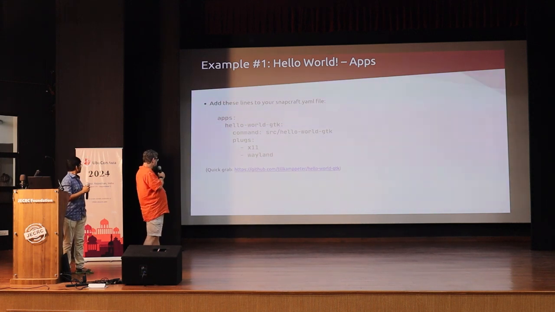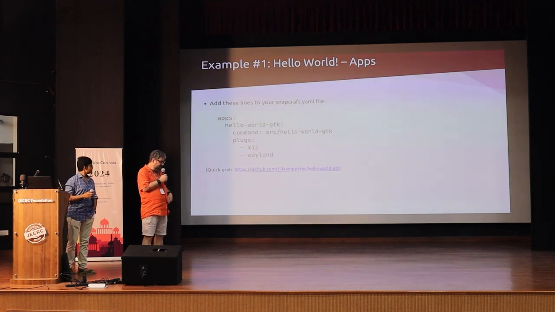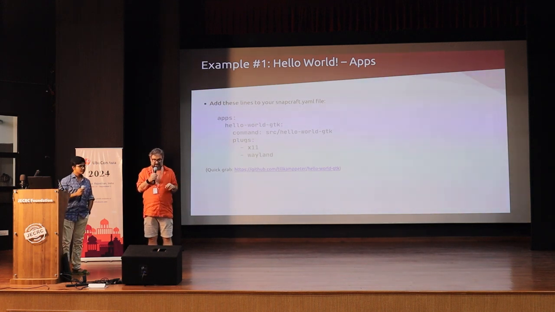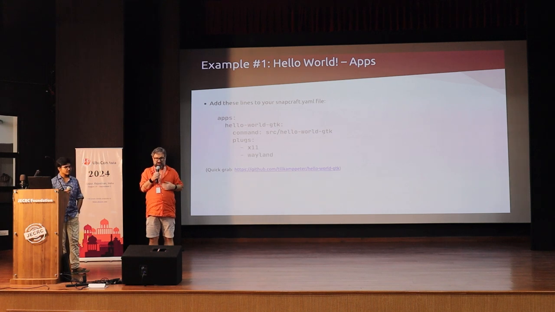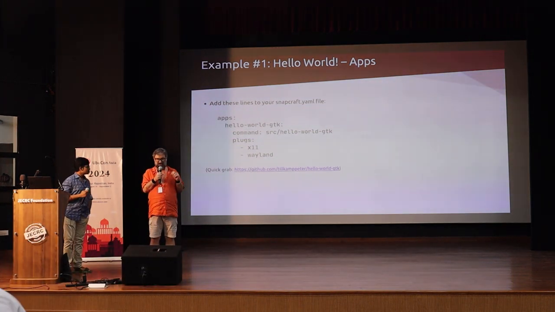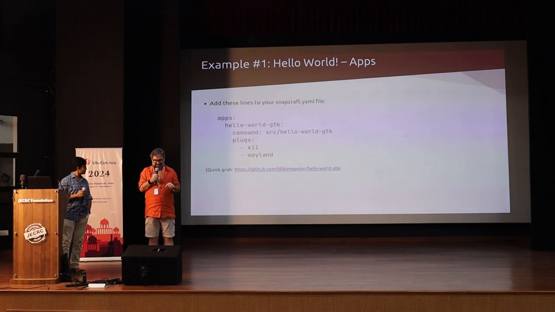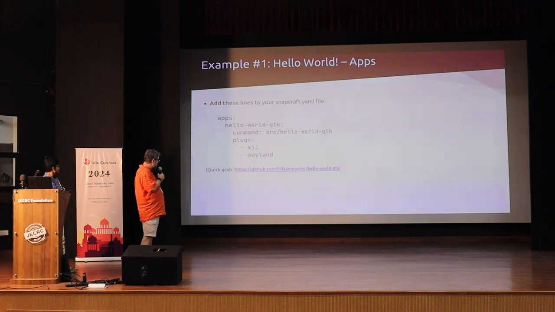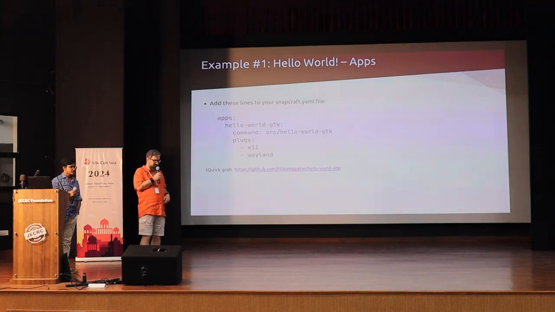encapsulation, and this command is src/hello-world-gtk, and this directory is relative to the root of the immutable snap image, and this immutable snap image is mounted into /snap/hello-world-gtk, the name of the snap, /current, and under this you will then have /src/hello-world-gtk, and with this command you would start exactly that app.